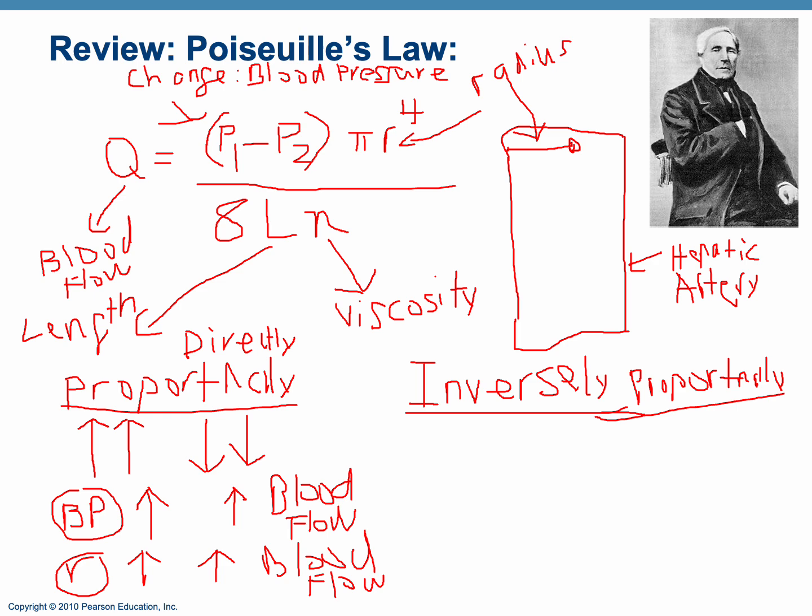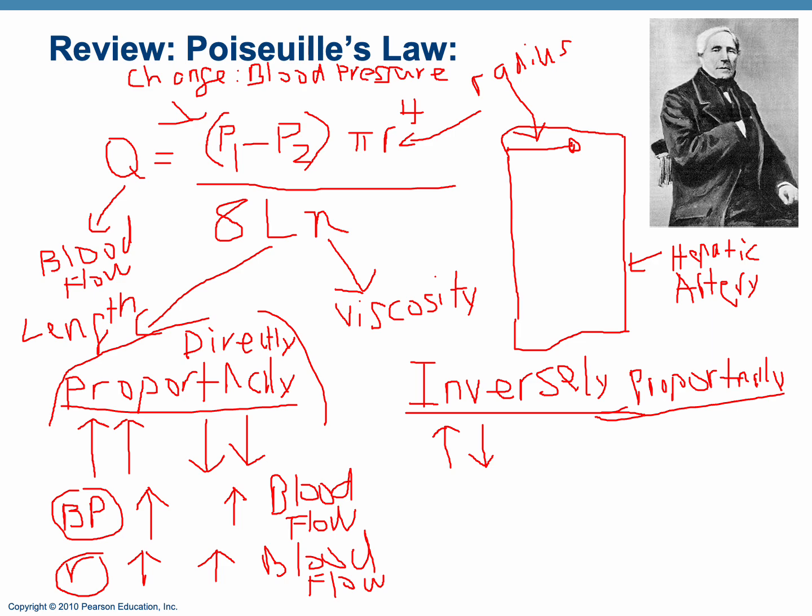So what happens here then? Inversely proportional is when one variable goes up in the equation, the net result is that the other variable decreases, in that case blood flow. And one thing to consider too, with directly proportional, it's referring to the variables on the top of the equation. Inversely proportional is referring to the variables on the bottom of the equation.